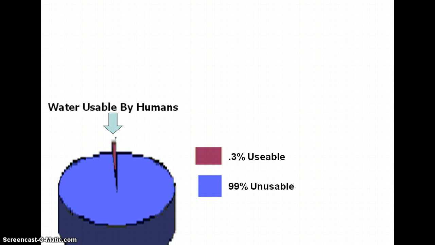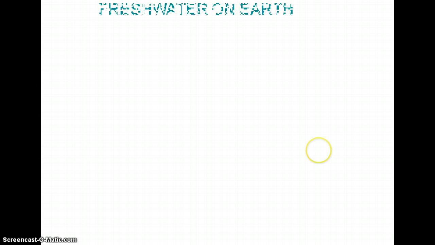This is what we call, is that right? Yeah. No, it's backwards. 99% is unusable. All right, 0.3 is usable. Yeah. That doesn't make sense. I don't know. Let me use this one.